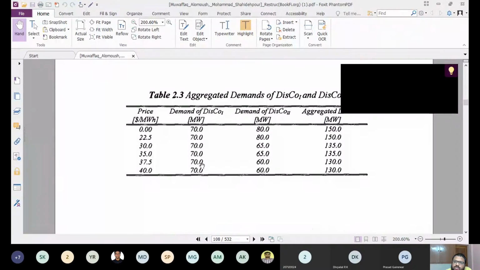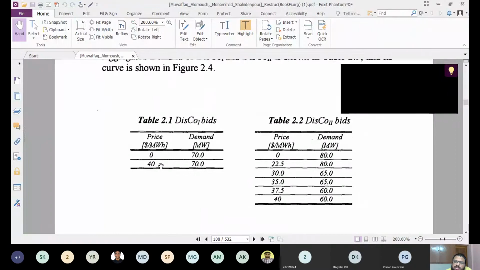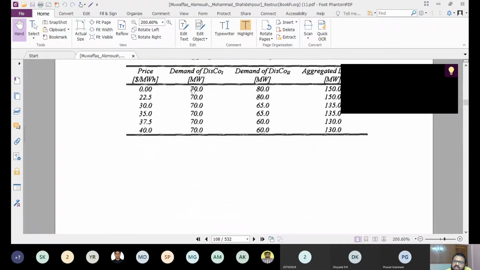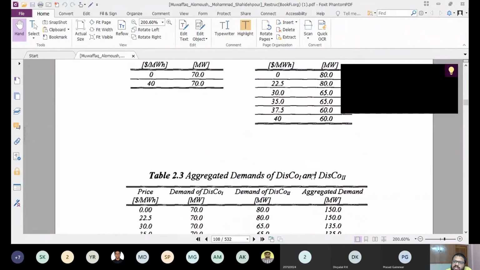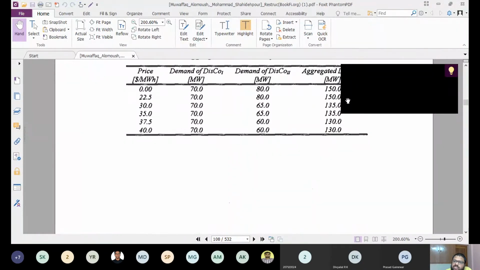Then when it goes to 22.5, for disco 1 there is no change till 40, right? It is still 70, so it is 70 itself here. Then what about at 22.5 here? 80, right? So here also 80, so this is 150, right? So basically in the aggregated demand curve we have a constant demand of 150 in the range of 0 to 22.5.